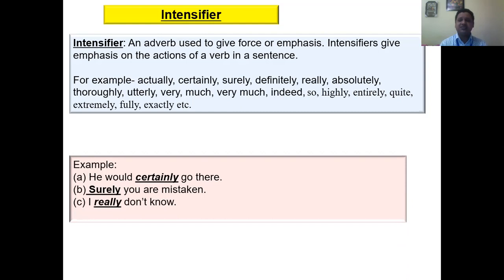Let's see other examples. He would certainly go there. He would go there, certainly go there. The adverb certainly is giving emphasis, giving force on the verb go. Like that, surely you are mistaken. You are surely mistaken. I really don't know. So you can see certainly, surely, really, these are adverbs, but these adverbs are giving force on the actions of the verb in the sentences. So these are intensifiers.